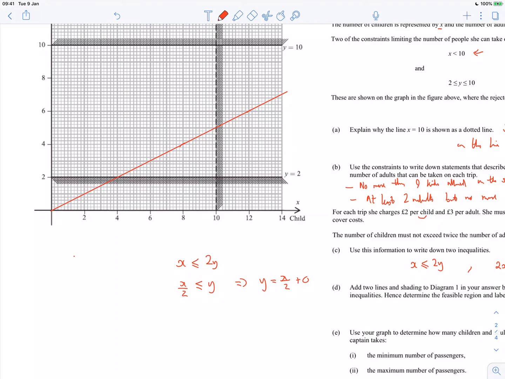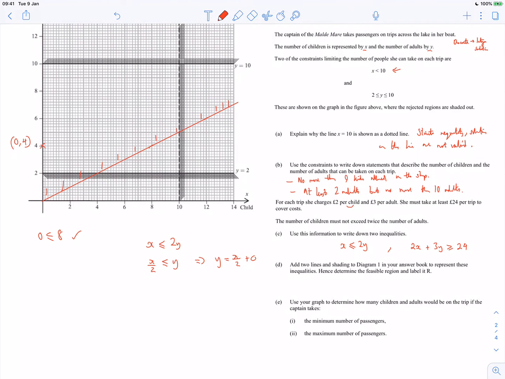And now let's just pick a point. Let's say this point here, where x is 0 and y is 4. If that point is true, then all the bits above the line are true. If it's not true, then all the bits below the line are true. So, if x is 0, is that less than or equal to 2 times 4, which is 8? That is true. So I actually want all the bits above this line, which I'll denote like that. So as far as I'm concerned, this one's done.